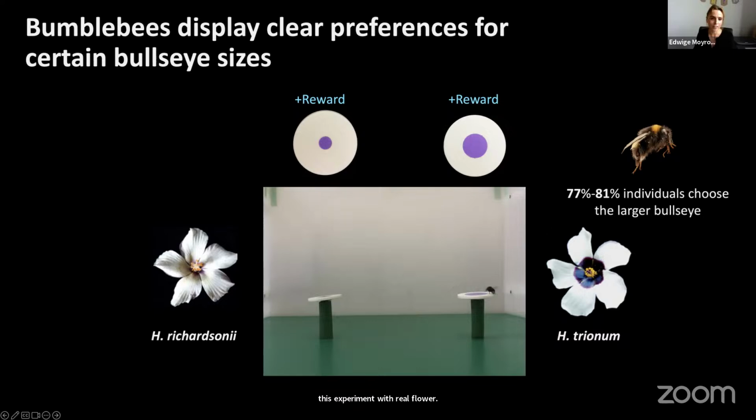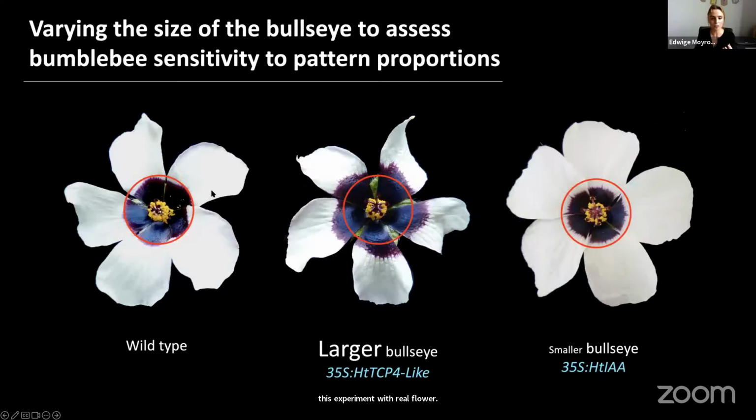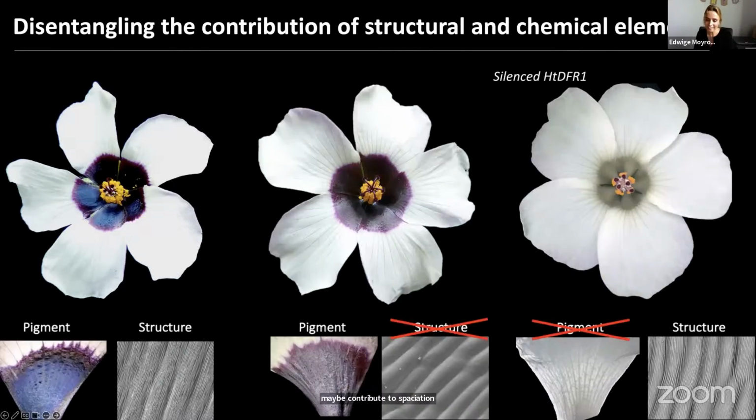What we are trying to do now is we're really trying to exploit this collection of transgenic and mutant lines we have that show more subtle variation in bullseye size. And this will help us understand what is the resolution limit for pollinators, when the two bullseyes are different enough in size that they can be perceived as different and maybe contribute to speciation. And we can also, of course, start to really disentangle the contribution of the chemical element, the pigment, and the structural element, cell shape and structure.